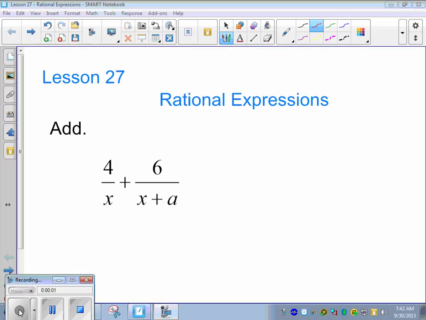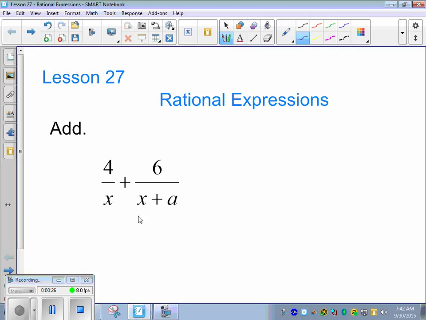27, rational expressions. Rational expressions just means fractions that have variables in the denominator. So we're just dealing with fractions that have some variables in the denominator. When we add fractions, like back in elementary school, what do we have to have? We have to have a common denominator.